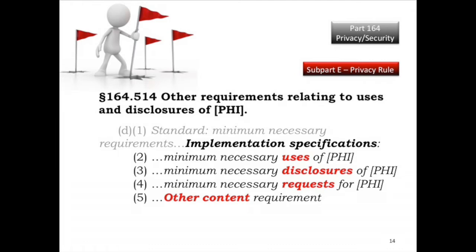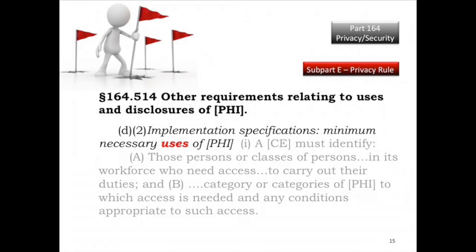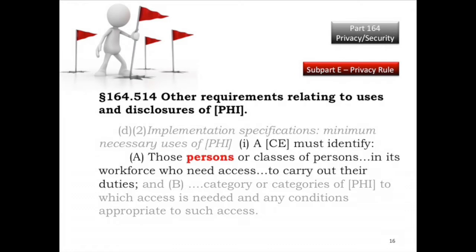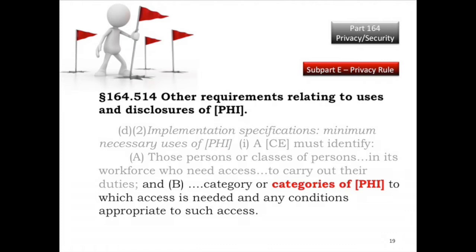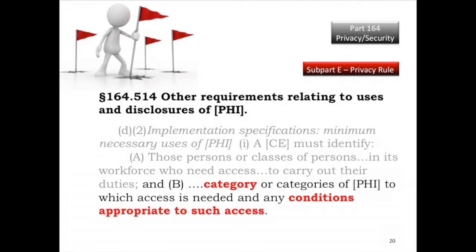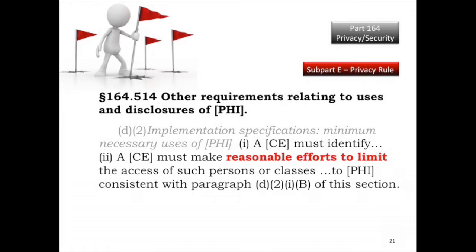There are 4 implementation specifications in Section 164.514. On the topic of uses, an entity must identify persons or classes of persons who need access to carry out their duties. The provider must identify categories of PHI such as billing, clinic notes, radiology, etc. For each category, the provider must consider whether conditions are appropriate to such access. After all things are considered, the provider must make reasonable efforts to limit unnecessary access.